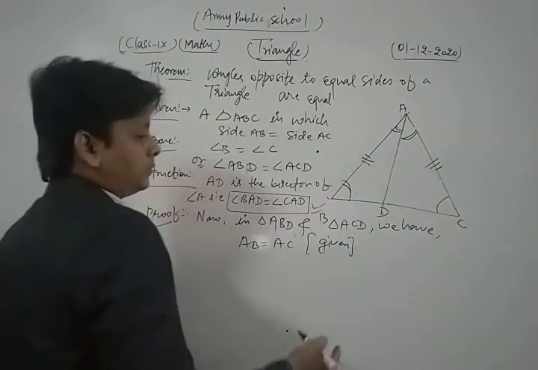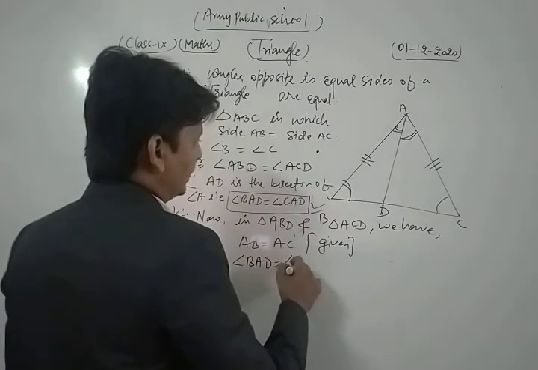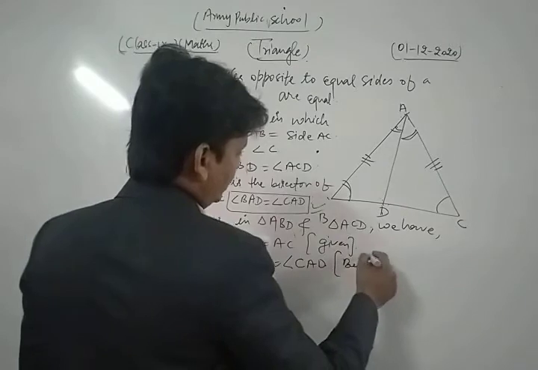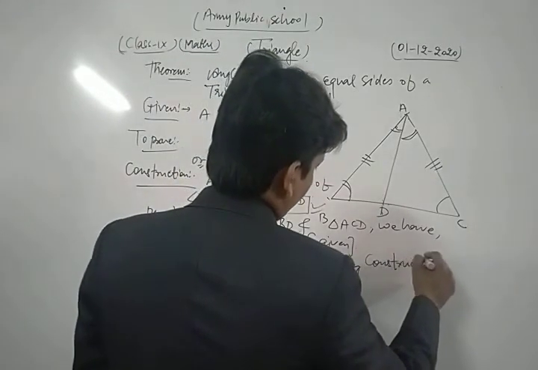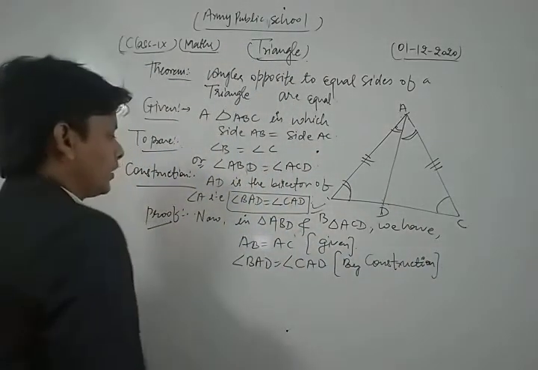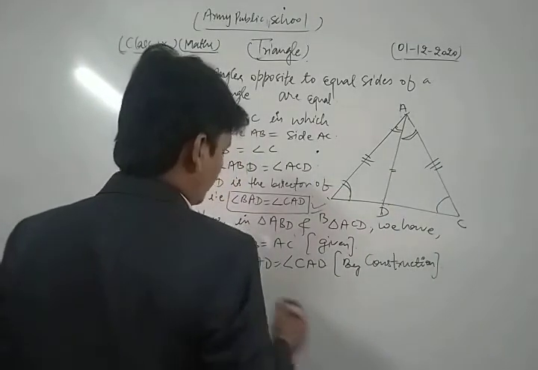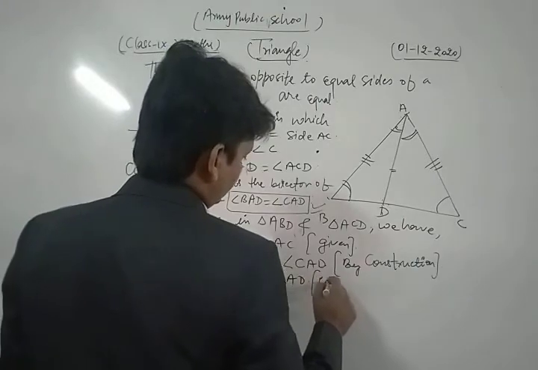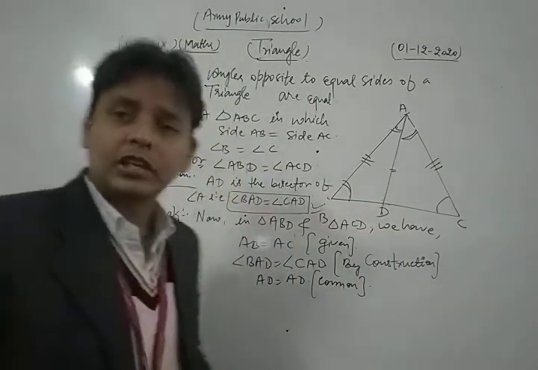Now angle BAD is the same as angle CAD. This we write by construction. And AD is equal to AD. This is a common side.